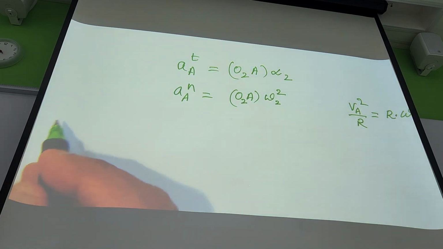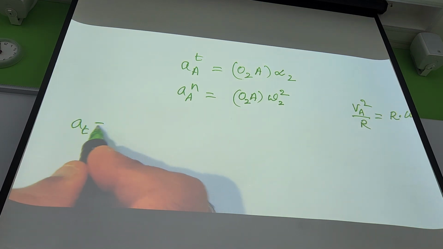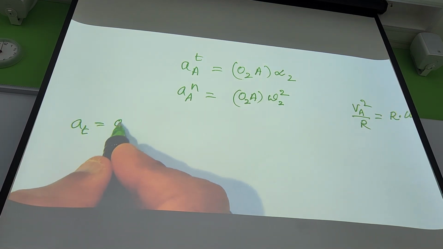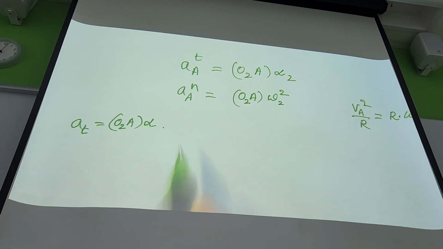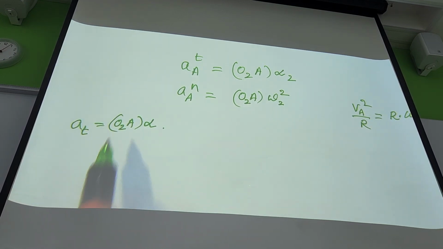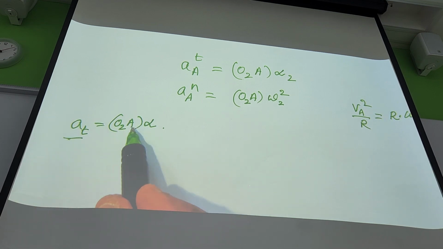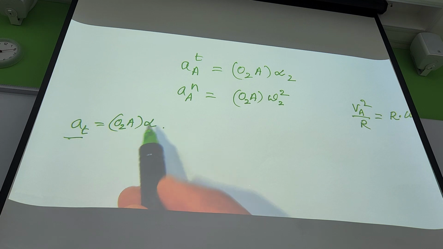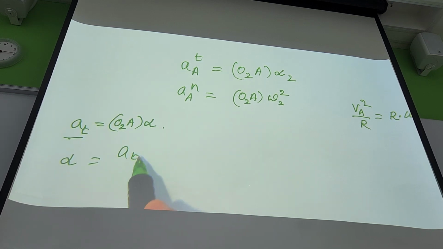So here, AT is R O to A into alpha. Now, if you know here, let us say you know A2, you know O to A, alpha is unknown. So you can always write alpha is acceleration of T over O to A.